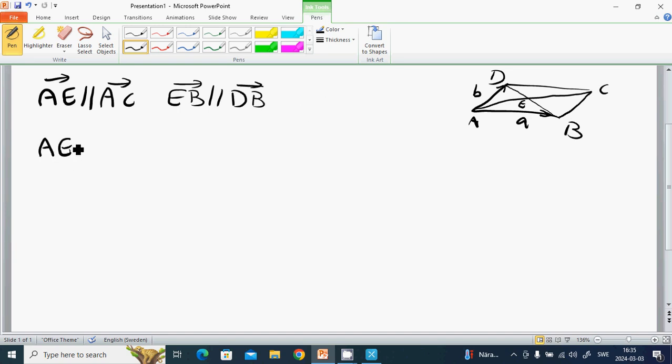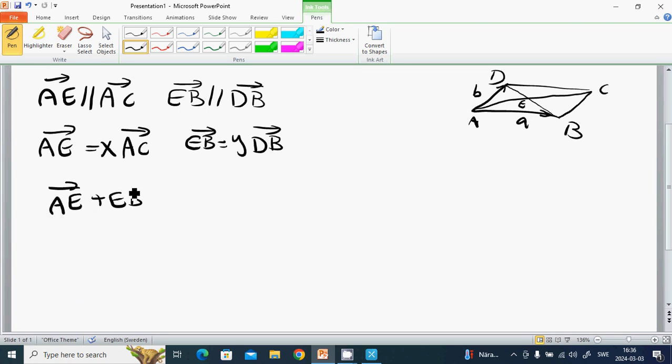And we know that AE equals X AC, and also EB equals Y DB. We must find that X and Y are half. Then we say AE plus EB plus BA equals 0. Why? Because this is AB, but we have multiplied by this one. AB plus BA is 0.